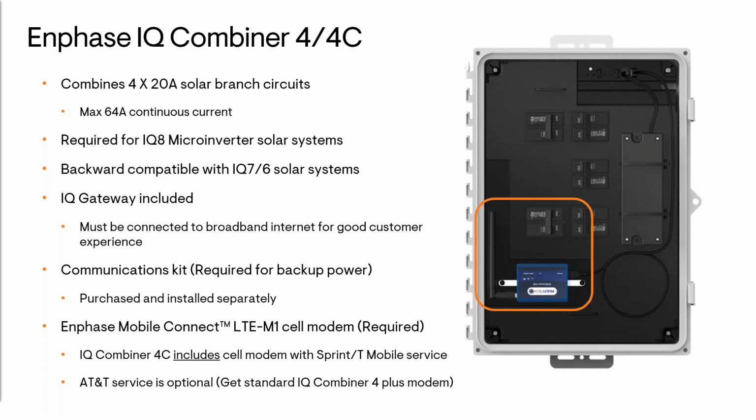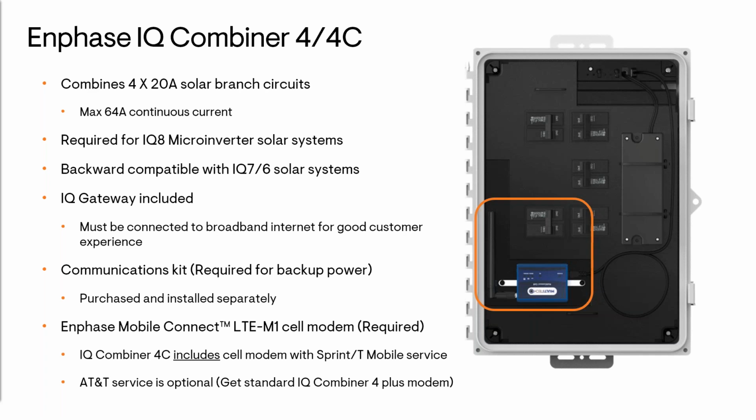In the IQ Combiner 4C, the C at the end refers to the cell modem. So this, again, the IQ Combiner 4C has the cell modem pre-installed. And that cell modem is a Sprint and T-Mobile, or I should say Sprint and T-Mobile, since there was that acquisition, cell modem. If you know that Sprint T-Mobile service is no good at that location, you do have an option to get an AT&T cell modem as well.